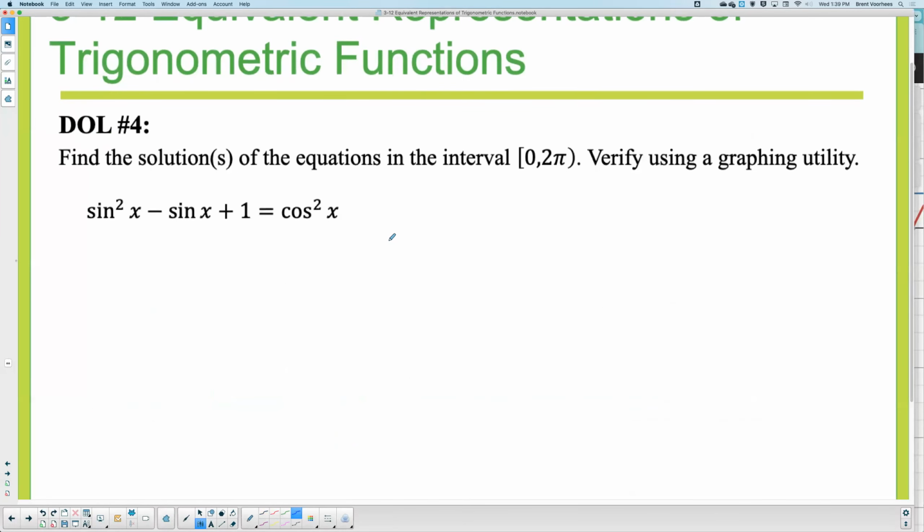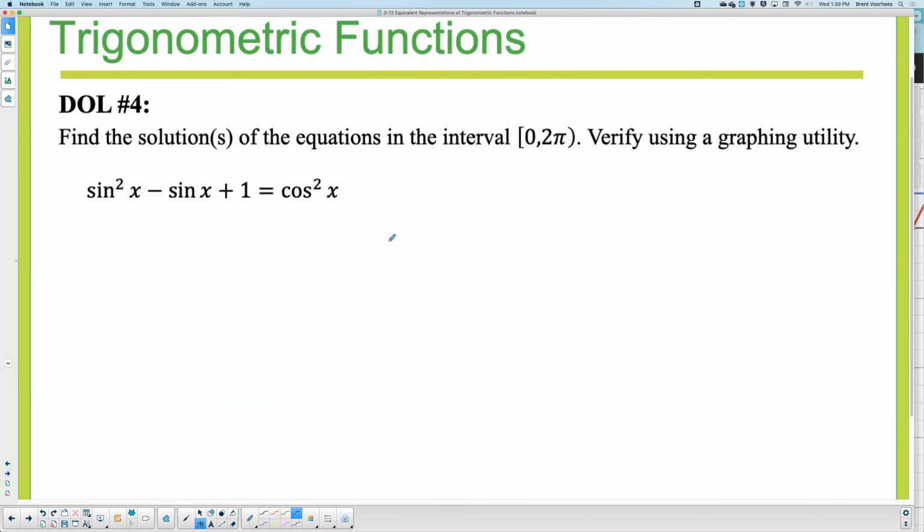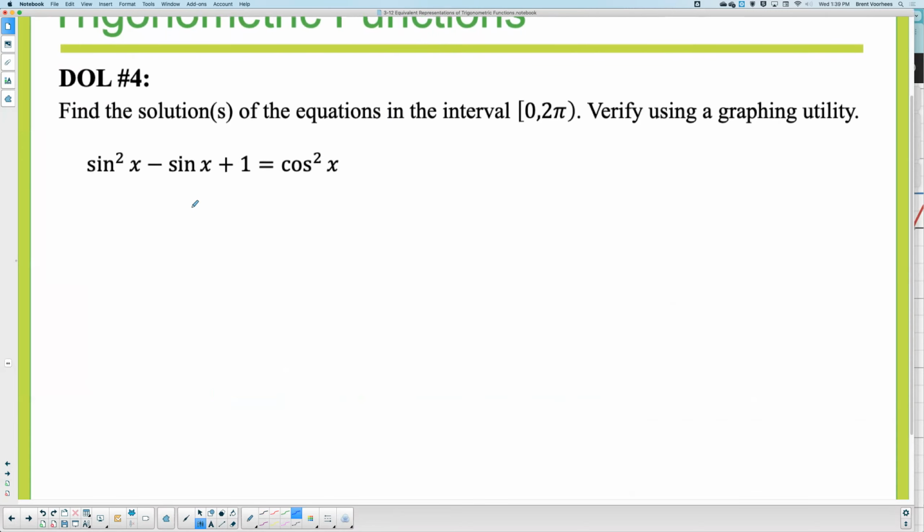So now we'll go on to your DOL. You can finish up with this one. You can verify using a graphing utility that might help you out. But I'll give you a hint. You could do a Pythagorean identity if you look closely, and that might help you to start. There's a lot of different ways you can go about this one. But if you do the Pythagorean, you could cancel out some terms that are alike. Anyways, I'll let you get started.